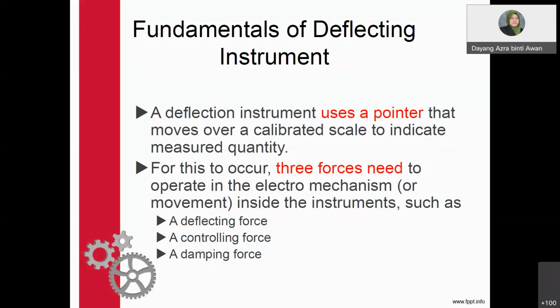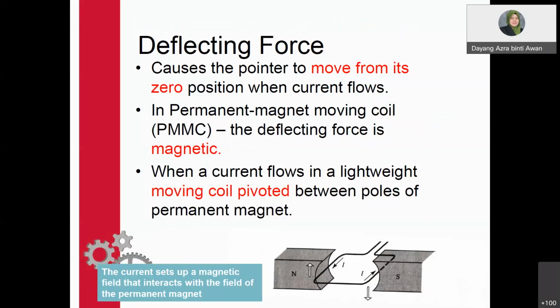For this to occur, we need three different types of forces to occur simultaneously. First, you have the deflecting force, which lets you move your pointer from the zero point to a specific point. Then we have a controlling force that controls the end of the measurement, the deflection of your pointer. And then we have a damping force, which controls the stop of your measurement. These three forces must exist in the instrument itself.